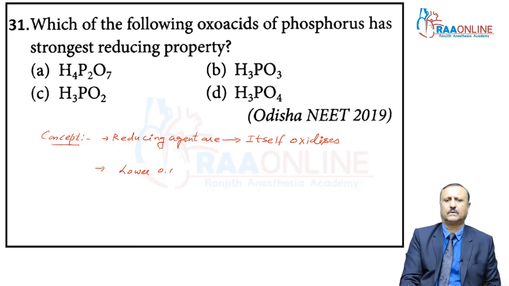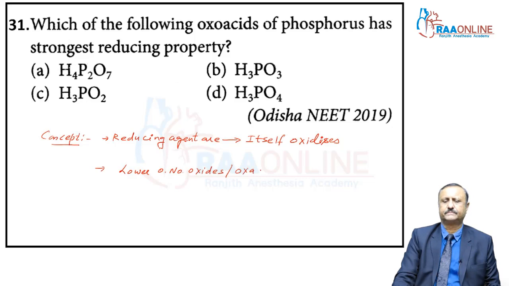Lower oxidation number oxides, lower oxidation number oxides or oxacids act as a strong reducing agent. Lower oxidation number oxides or oxacids act as a strong reducing agent.